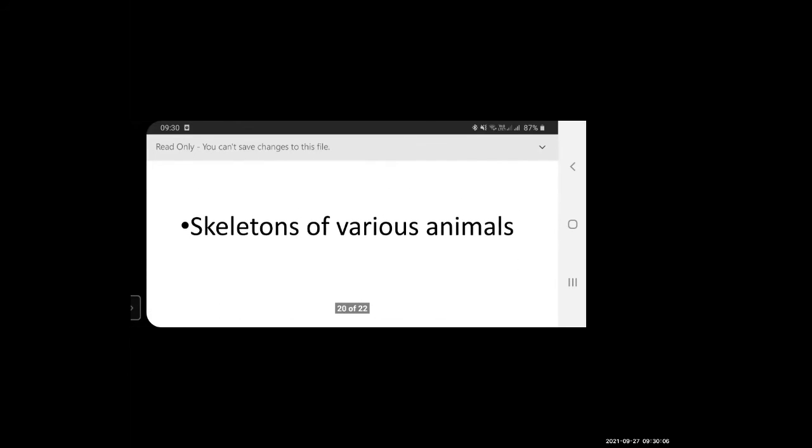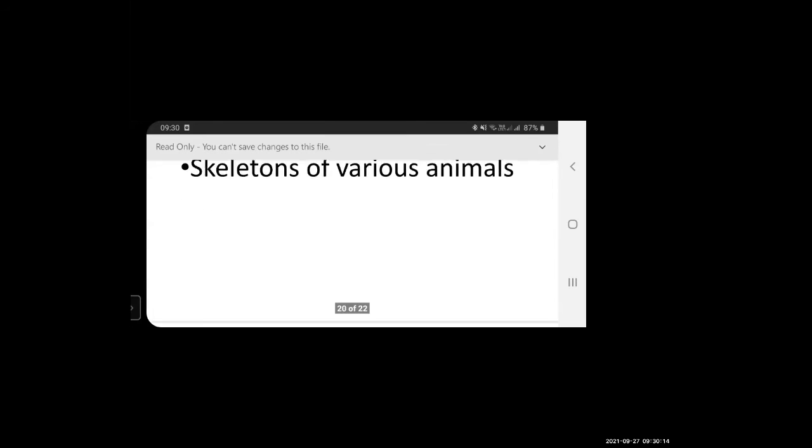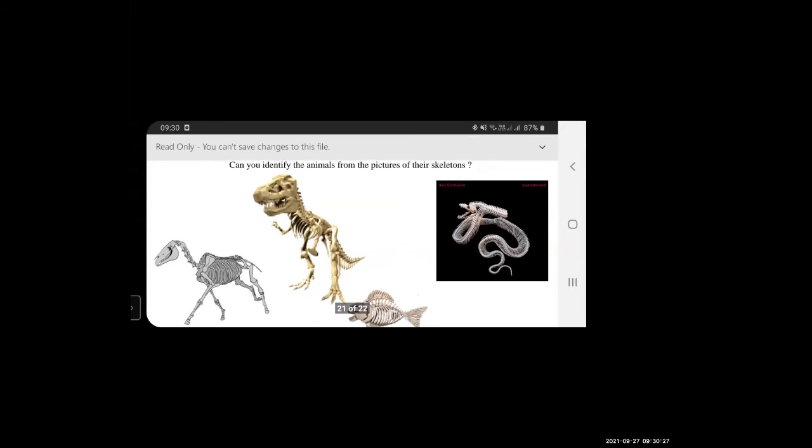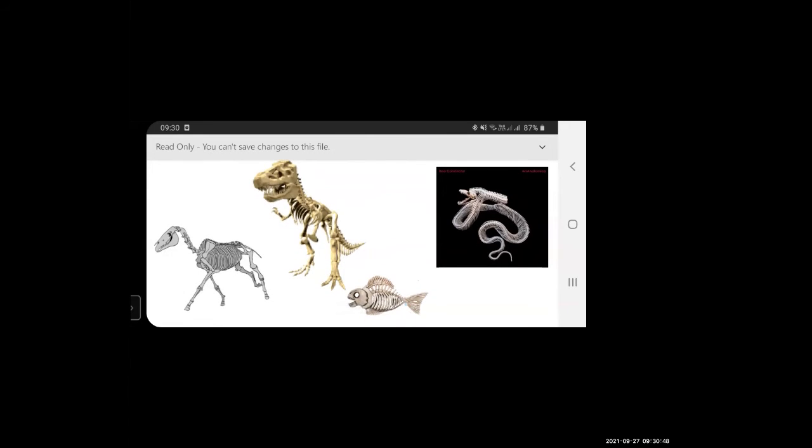Now, in the human body we have a skeleton, and in animals also you have a skeleton. Can you identify the animals from the pictures of the skeleton? Dinosaur, fish. Yes, very good. And the next one, the black part? Snake. You can see the skeleton of the snake. And the first one, below the dinosaur, is a horse. So besides the human skeleton, we have the bird and animal skeleton also. Understood, all children?